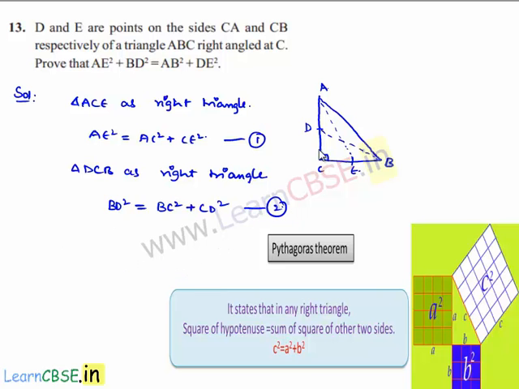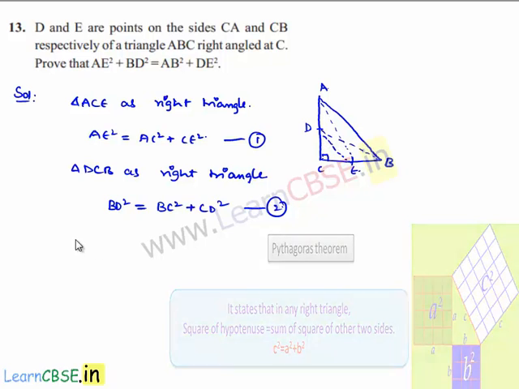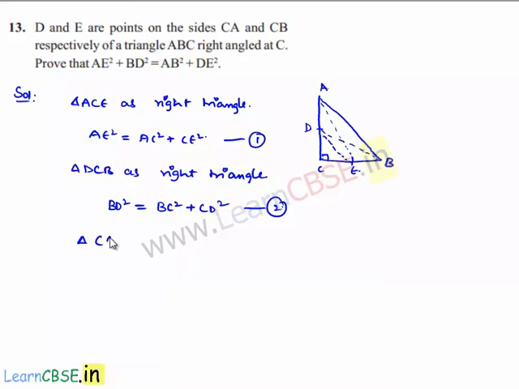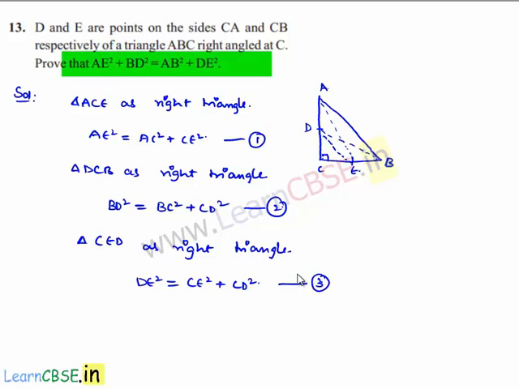Now let us join DE. Then triangle CED will be also right angle triangle. In this also let us apply the Pythagoras theorem. Then we get hypotenuse square, that is DE square, is equal to CE square plus CD square. Let it be as equation number 3.